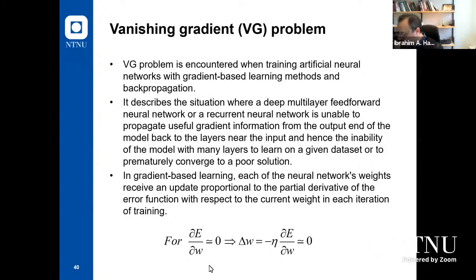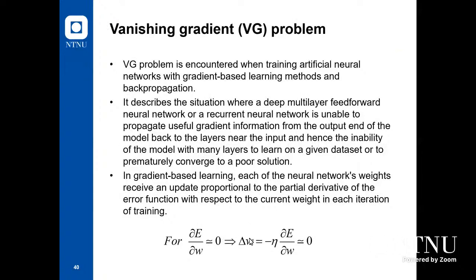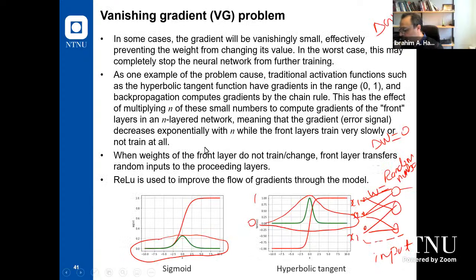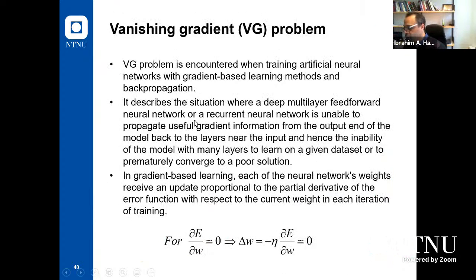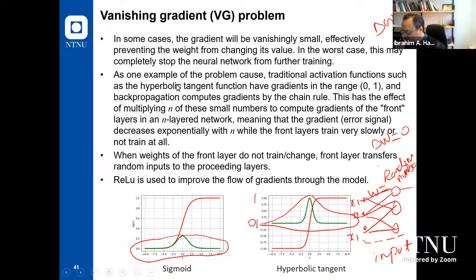So if partial E by partial omega equals 0, in this case delta omega will be 0, and we will prevent our weights from training. It's a problem especially for the weights of the front layer. When those weights in the front layer are not able to train or change, the front layer will transfer random inputs to the proceeding layers. So this is a problem.